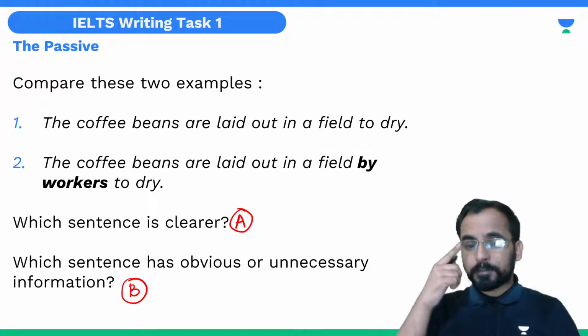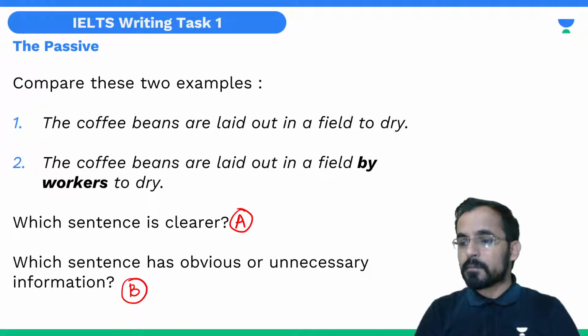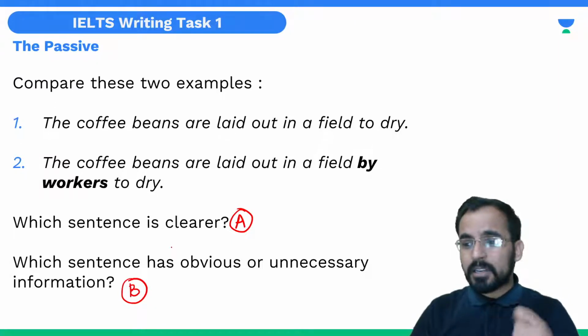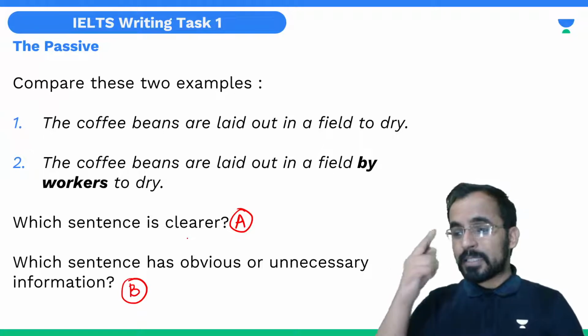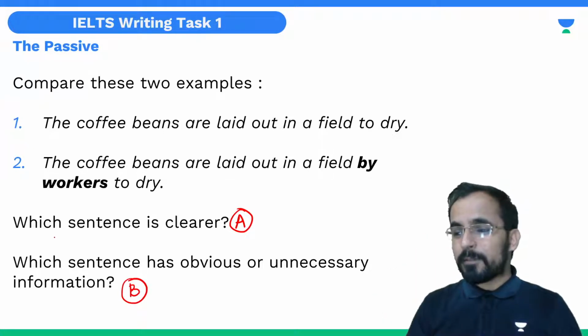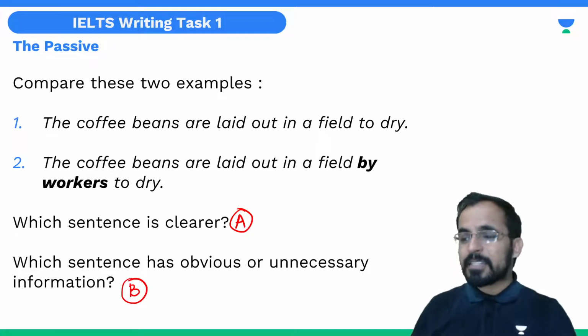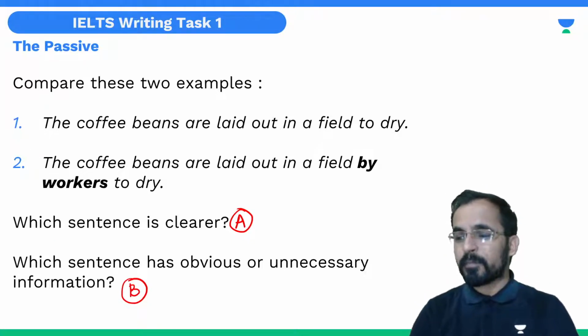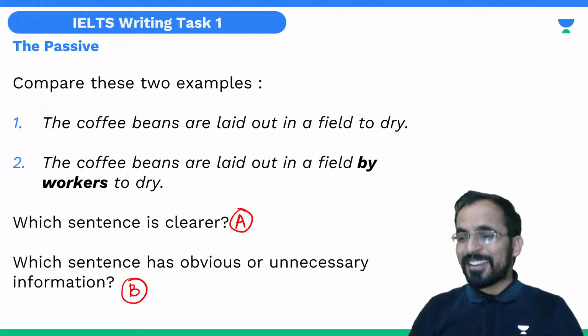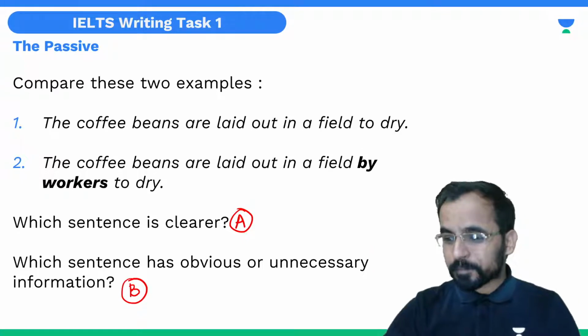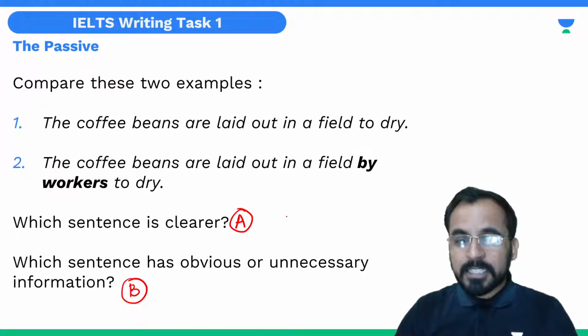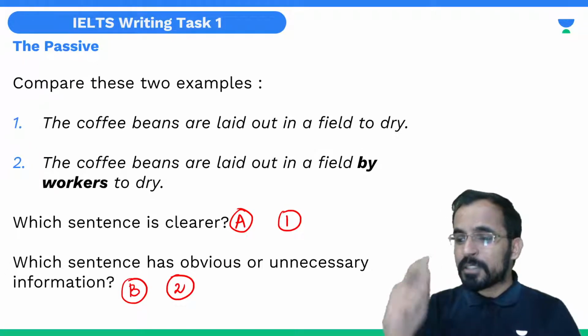Good evening, Jashan. Now, which sentence is clearer and which sentence has obvious or unnecessary information? Can you answer them? What would your answer be? First is clearer and second is unnecessary. Okay. Very good, very good. Now you are grabbing the concepts. And do hit the like button, everybody. Yes. First is clearer and second one has obvious or unnecessary information. Now you got to know the difference?